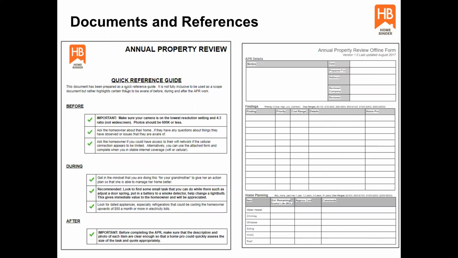We summarize some of this inside of the Annual Property Review Quick Reference Guide. And as mentioned before, we also have an annual property review offline form that you can take for areas where you don't have internet connection. We are working on a mobile app, but in the interim, this is going to be the next best option.